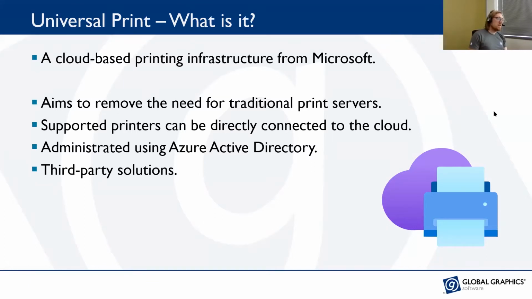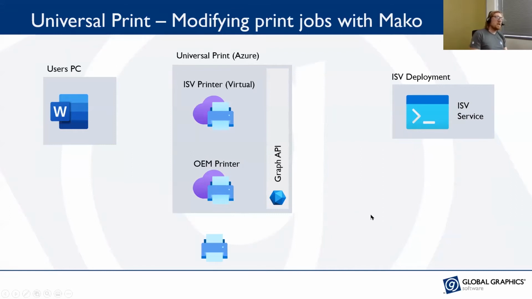So what we're going to do is play the part of an ISV, and this ISV wants to modify print data, the payload data that's coming in from print jobs. So we have a user, they're printing their Word document, and the ISV wants to run some sort of service which will intercept that print document and modify it, and then redirect it on to the physical OEM printer at the end. So in this workflow, we see that the user prints a Word document to the ISV's virtual printer. So this is a printer that's been created via the REST APIs and resides in Universal Print in Azure.